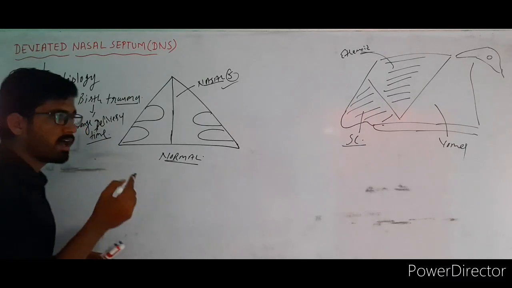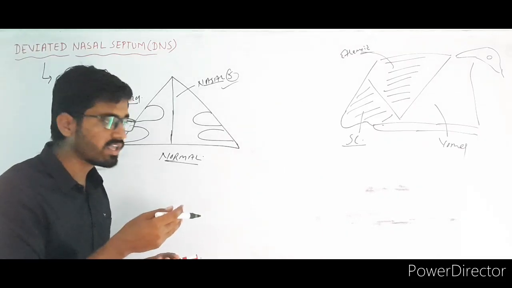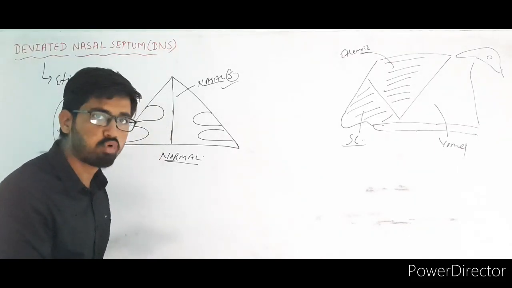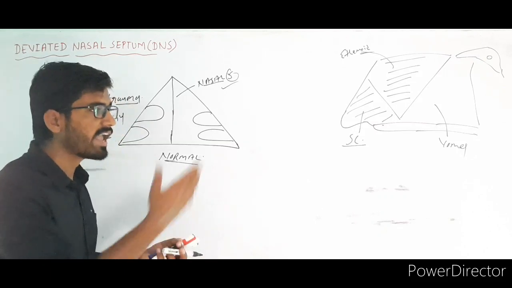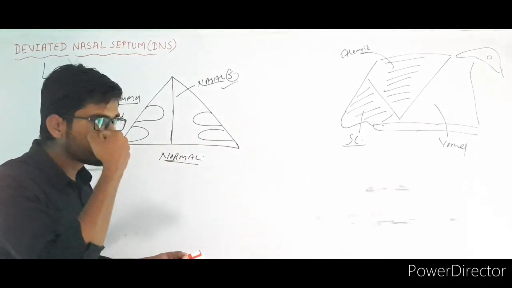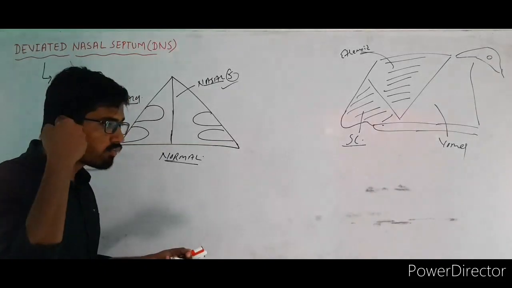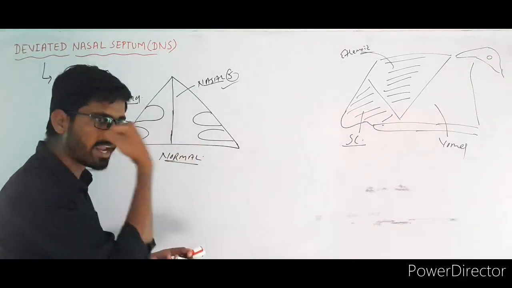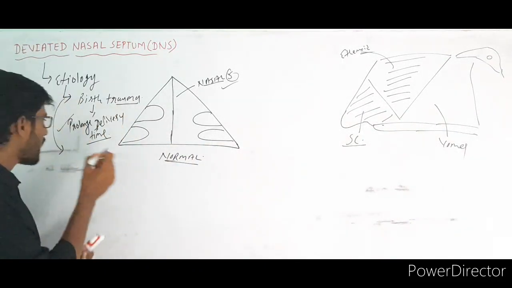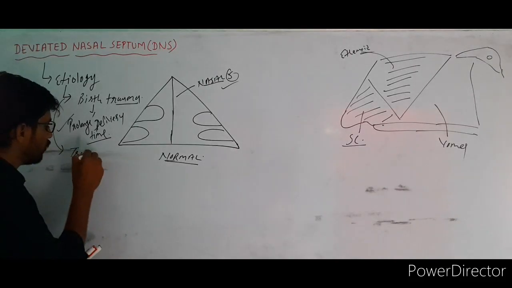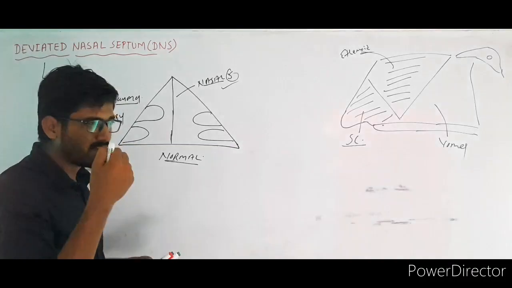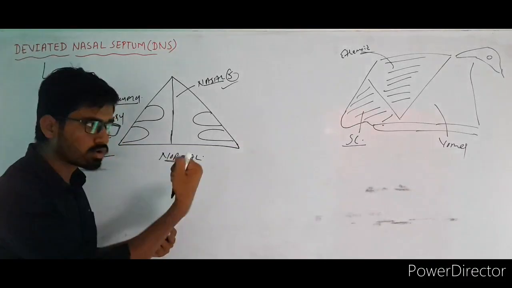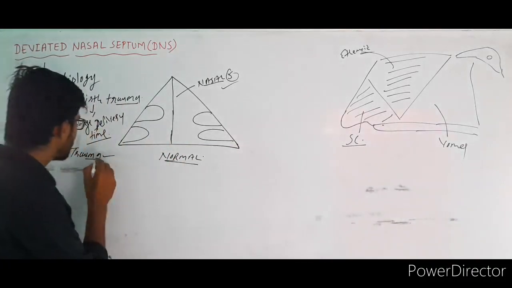Second reason, trauma. If you are walking and suddenly fall down, or there is any blow, from the lateral side or from the anterior side. So trauma may be due to a blow from the lateral side or the anterior side. So this is the trauma.